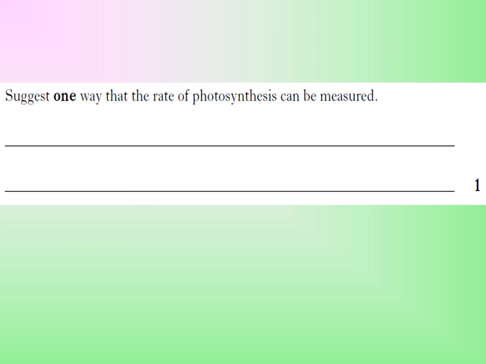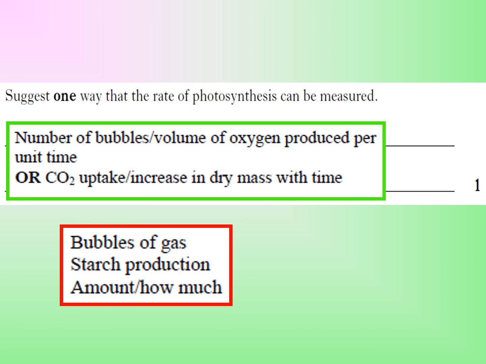State one way that the rate of photosynthesis can be measured. Remember the Elodea. How do we measure the rate? Number of bubbles, or even better, using a measuring cylinder to measure the volume of oxygen over time. Now we can't say just a number of bubbles or volume of oxygen because it's rate, and rate is over time.